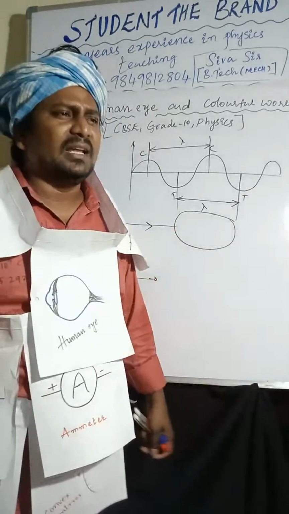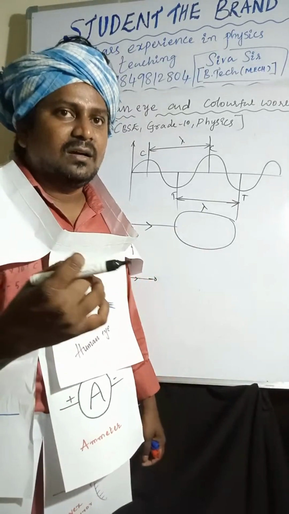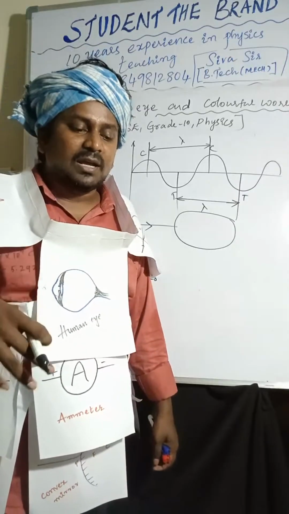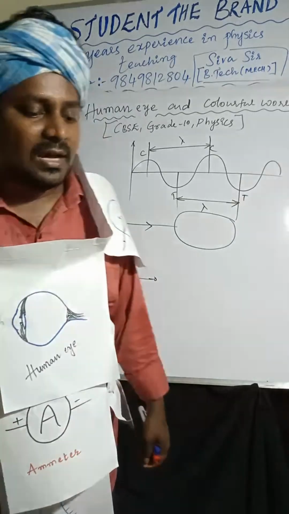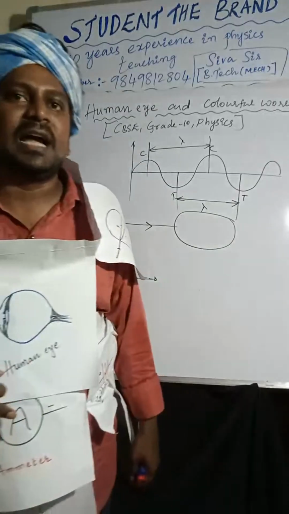And this is related to colors: the blue color of the sky, and during evening and morning it appears reddish. That is related to colors, related to scattering of light only.